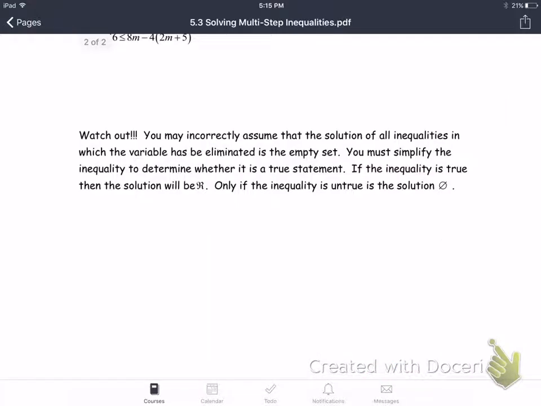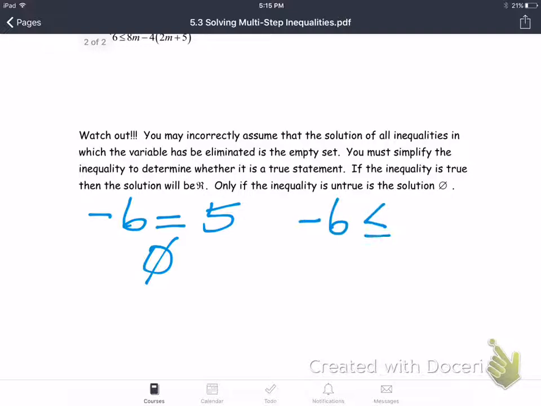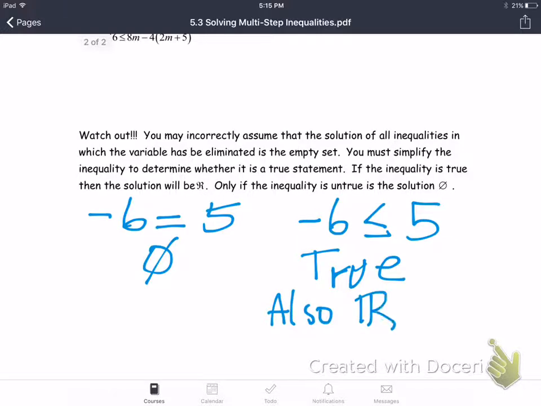This kind of gives you a warning. Normally in equations, when we got something that wasn't true, like negative 6 is equal to 5, this was a no solution set. However, let's say we get negative 6 is less than or equal to 5. This statement is true because negative 6 is less than 5. So this one would be all real numbers rather than no solution.